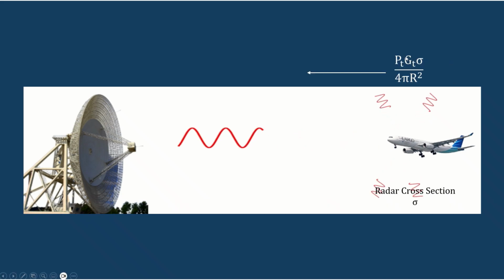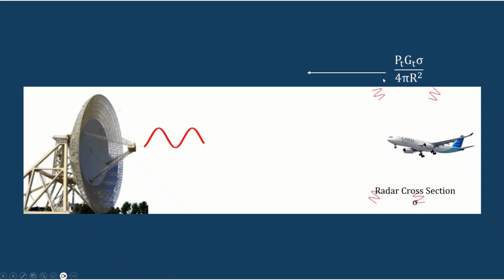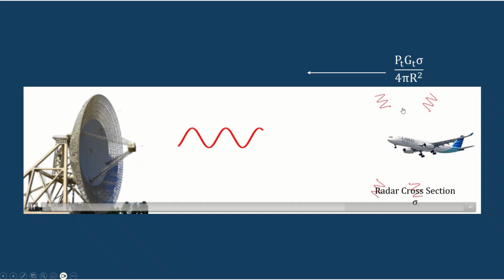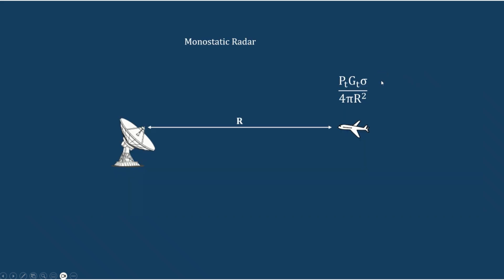So the reflected wave depends upon the radar cross section of this target. So this is the total reflected power. PTGT by 4 pi r square is the total incident power on this target, and based on the radar cross section of the target, this much power will be getting reflected back. So this is the reflected power. So now we know what the reflected power from the target is.